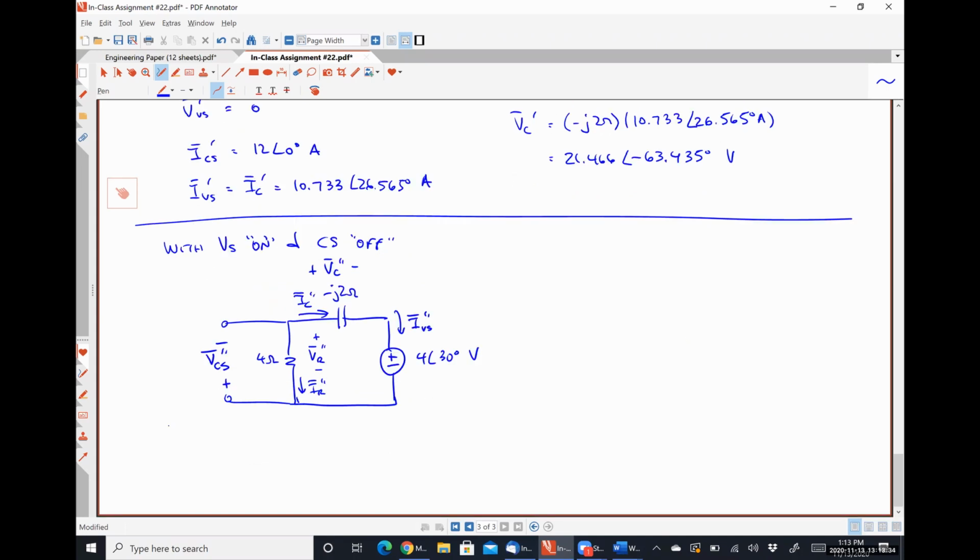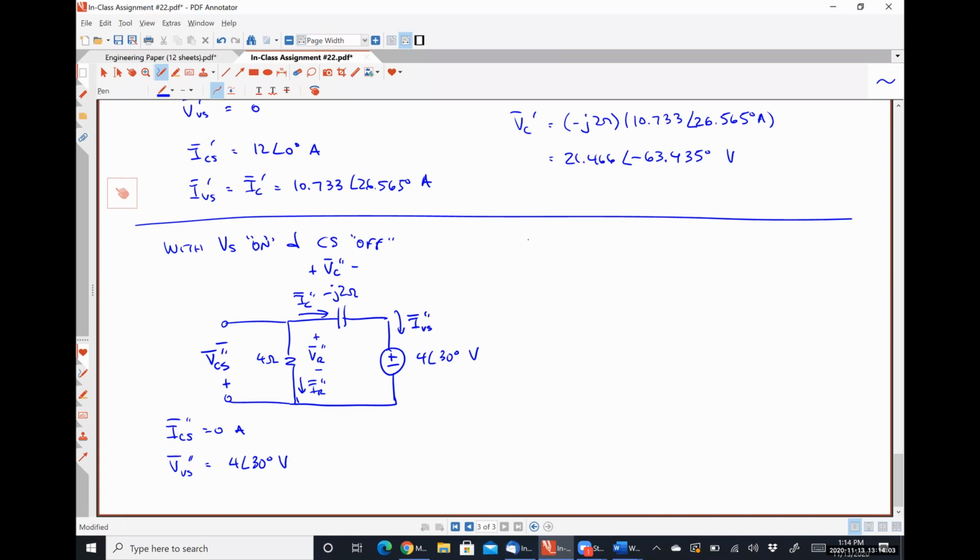We are going to have our current source is 0 amps. Obviously, no current can flow through the open circuit. So that's it being turned off. Our voltage source is 4 angle 30 degrees volts.